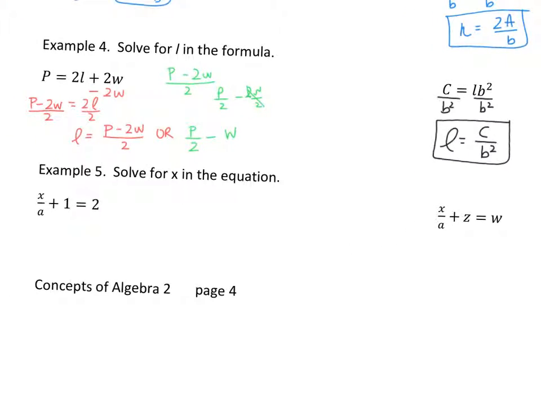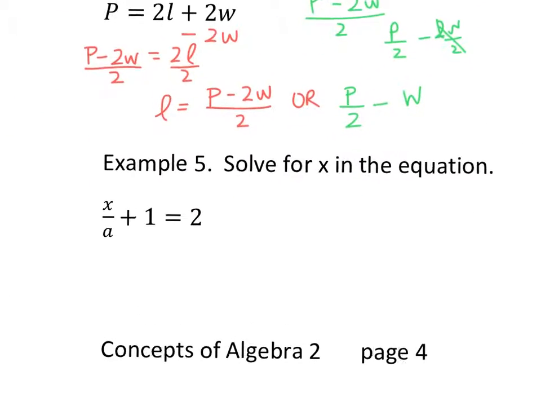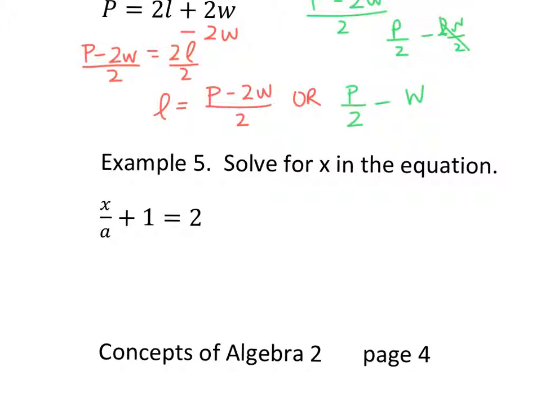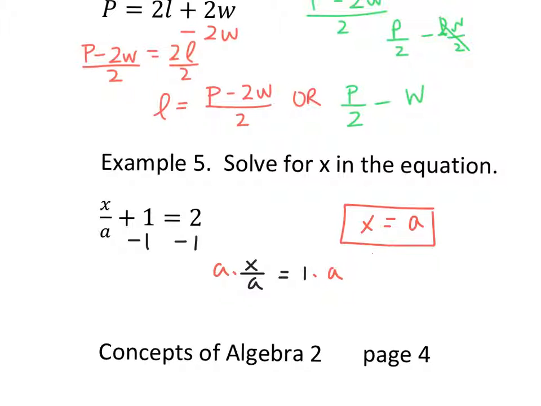And then solve for x. So what do we have to do to solve for x? Well, in this case, x is being divided by a. So at the end, I'm going to multiply by a, but first I have to get rid of this positive 1. So I'm going to subtract 1. So I get x over a equals 1. Now to solve for x, this is being divided. I'm going to multiply both sides by a. So x equals a is the answer.